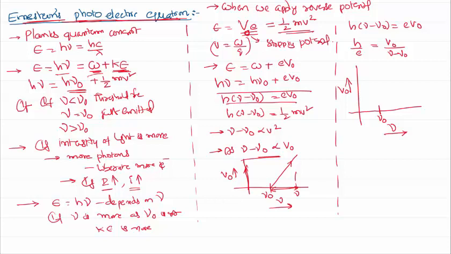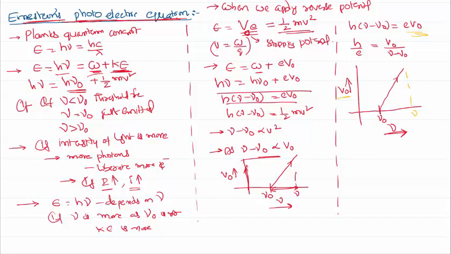Once you apply a frequency more than the threshold frequency and you start applying the reverse voltage, the photoelectric current will decrease and finally become zero. The more the incident frequency, the work function being constant, the more kinetic energy the electron possesses. As it possesses more kinetic energy, we need to apply more reverse potential, thus the stopping potential is more.